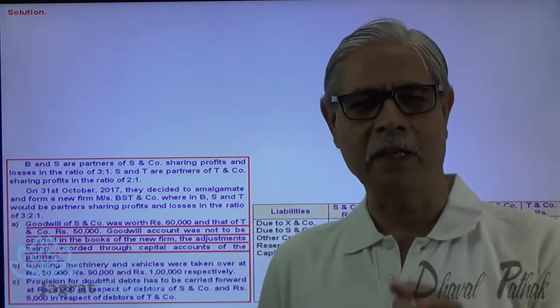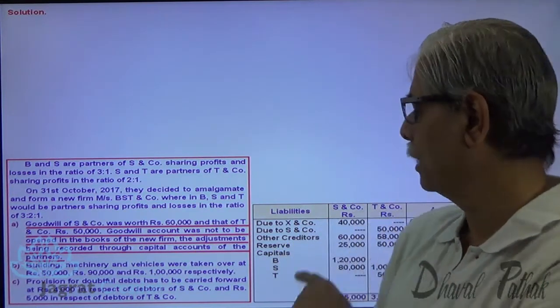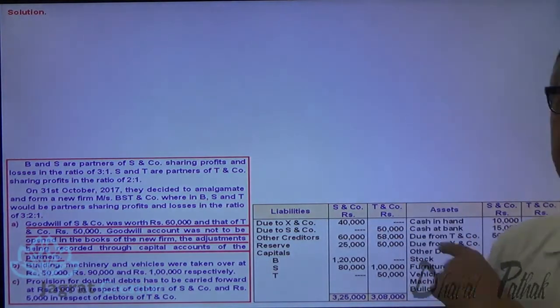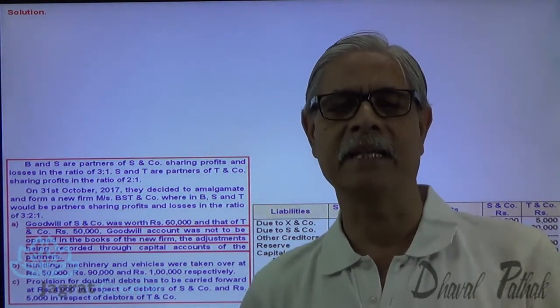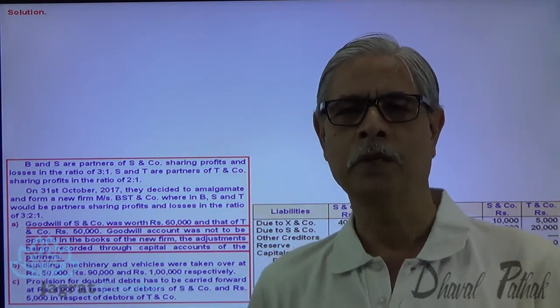For that purpose, I will raise goodwill notionally in the books of S&N company. I will raise the goodwill of T&N company notionally. I will write off the goodwill, and the net effect of goodwill raise and write off will be worked out. That is the capital adjustment entry for goodwill. Now let me start.